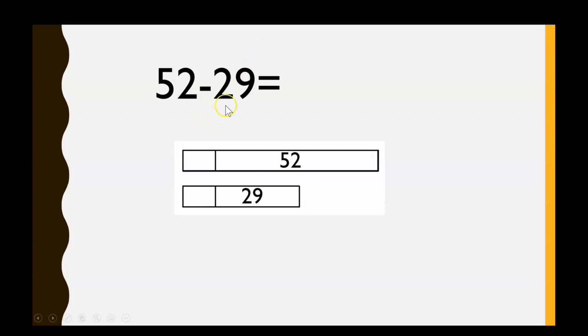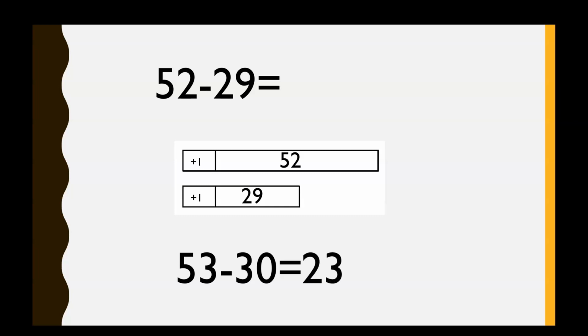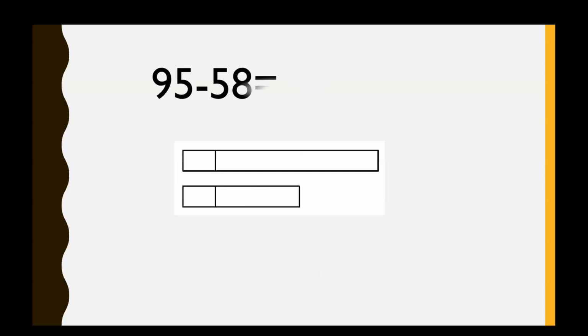So we're going to put in our numbers here, so 52 and 29. And we need to add one more here to make the next 10, which is 30. And if we add one here, then we need to add one up here. So now our numbers are 53 minus 30, we're subtracting. If we're just taking 3 tens away from 5, your answer is 23. So 52 minus 29 is 23.